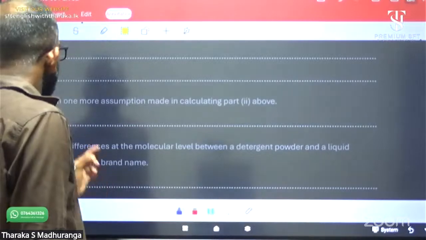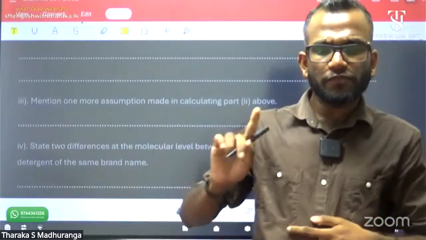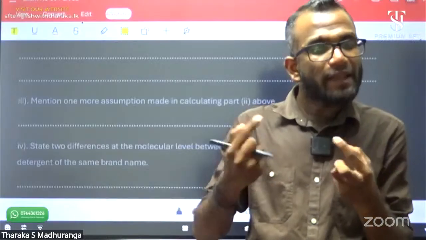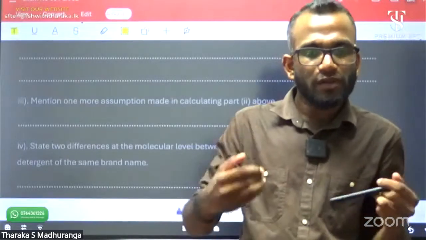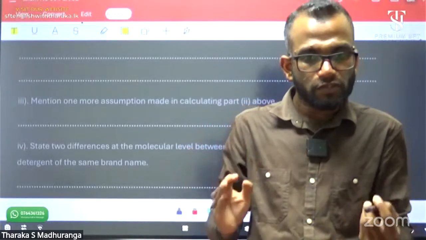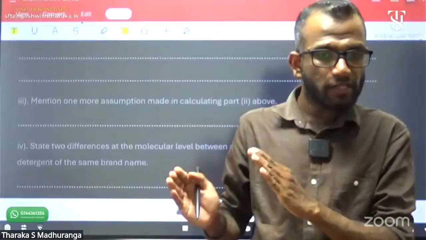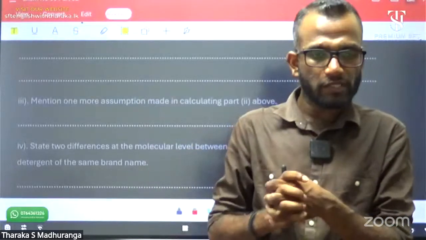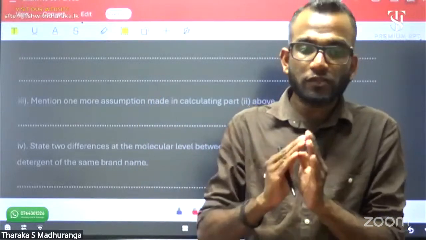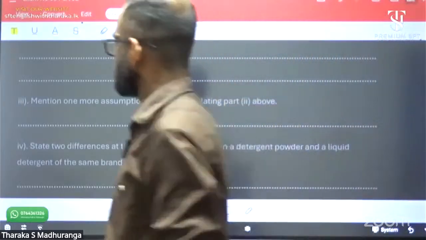Mention one more assumption made to calculate in previous part. Okay, what is the first assumption? The solution density and specific heat capacity. That means after dissolve detergent in water, that's an aqueous solution. This aqueous solution density equal to the water density. Actually, it is not equal to the water density, but it is an assumption, right? For our calculation. And specific heat capacity also equal. Exactly, it is not equal, but we consider for easy calculation, right?